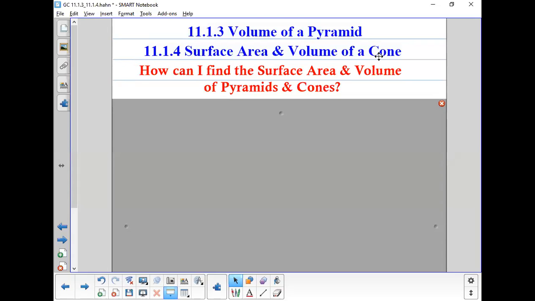Today we're going to learn about the volume of a pyramid and then the surface area and the volume of a cone. We're also going to talk about the surface area of a pyramid. Our essential question is, how can I find the surface area and volume of pyramids and cones?